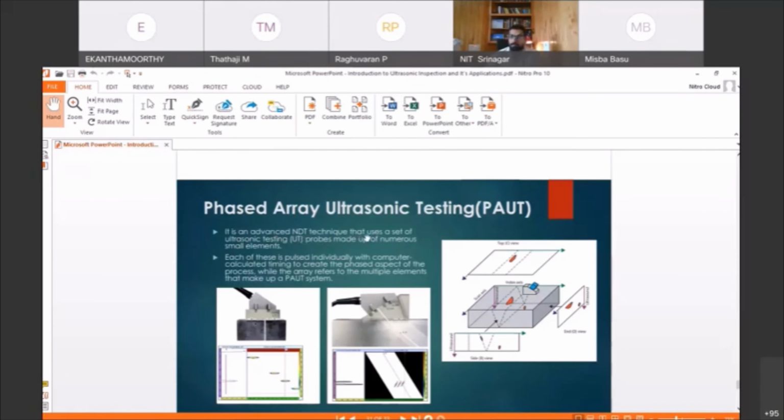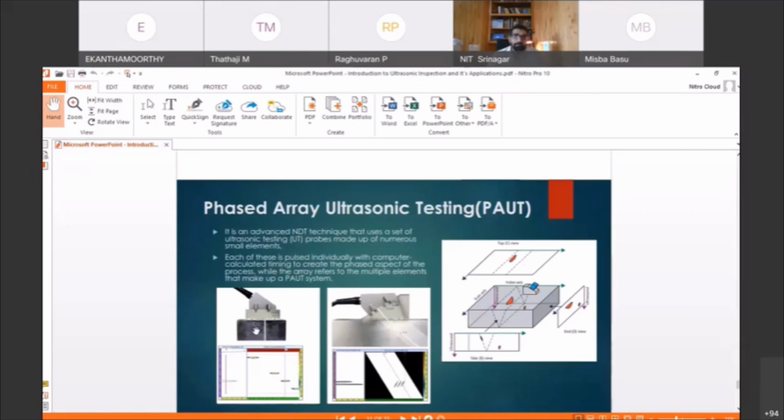It is an advanced NDT technique used to set up the ultrasonic probes made of numerous small elements. It will contain an array of elements, generally 64 elements or 128 elements based on the inspection. It is a little costly, but its advantage is you can get a real-time image.